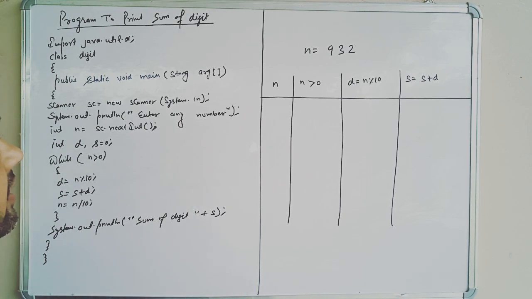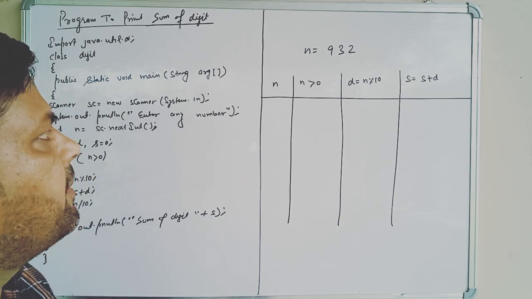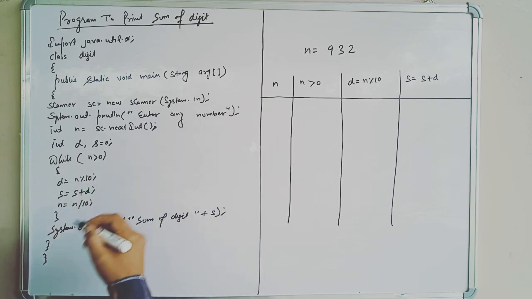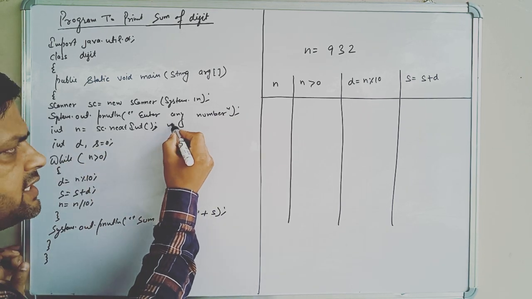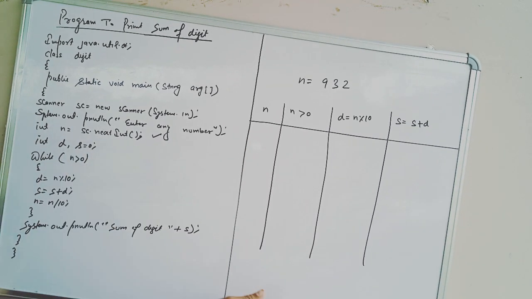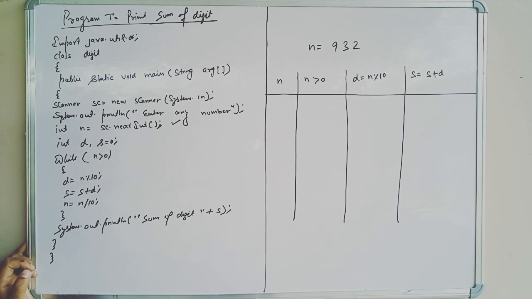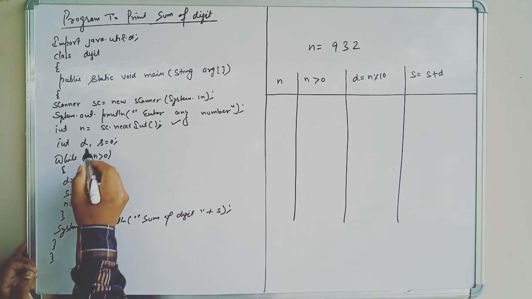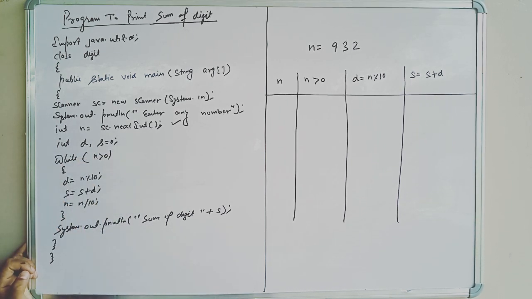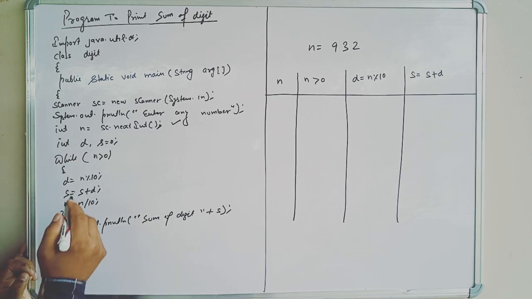So next program we will discuss sum of digits of a number. It means we will accept a number from the user. So this statement, as I already told, to accept a number, whatever the number entered by the user will be stored in the n variable. Now this d variable I have declared, and s also I have declared with the starting value 0.